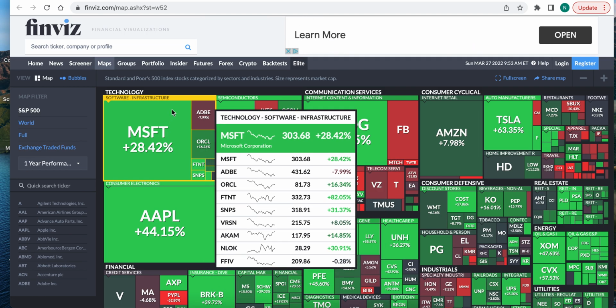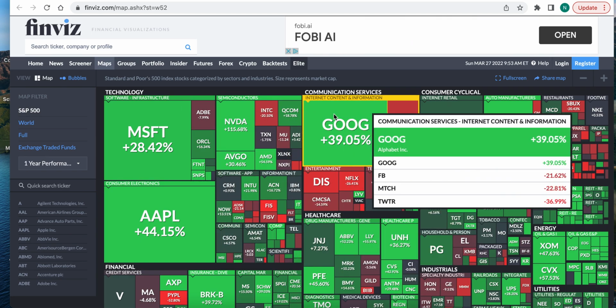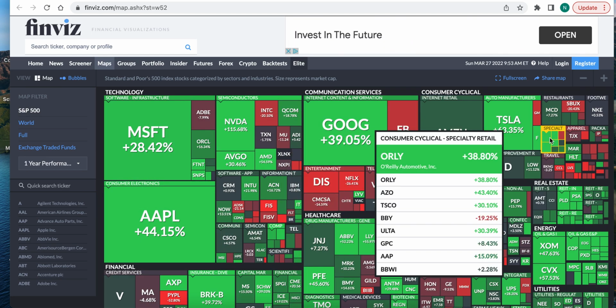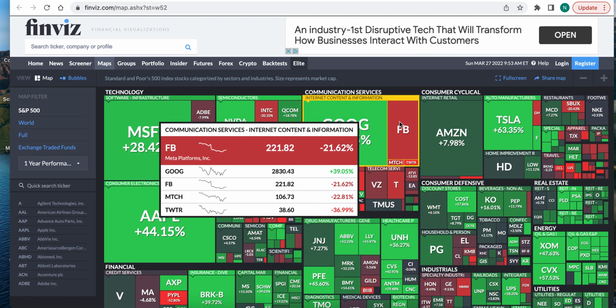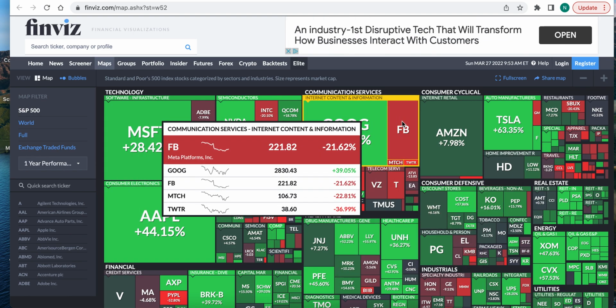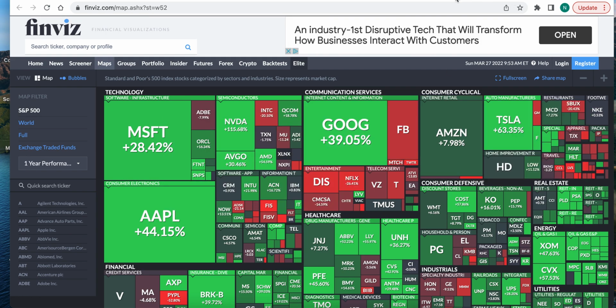When I hover over, I can also see the ticker symbols and the statistics for the other businesses in this industry that are included in the Standard & Poor's. I can hover over here and take a look at a lot of different industries, and I can assume and make predictions on how I think they are performing.